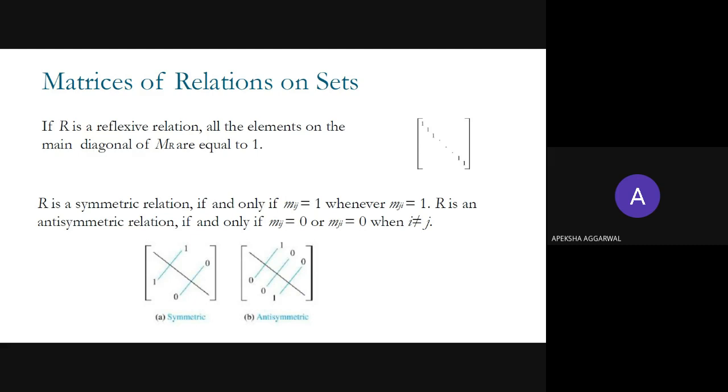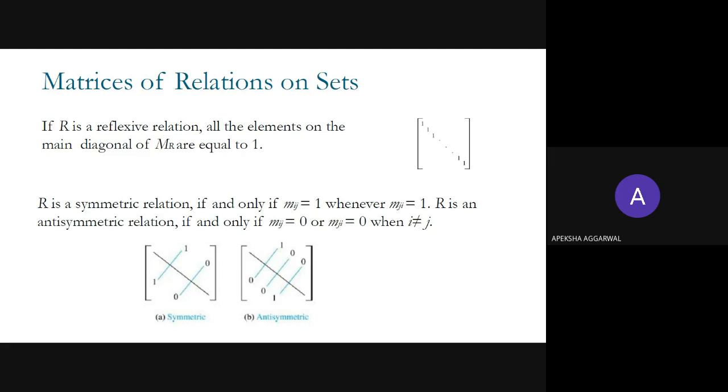Then anti-symmetric. So if 1, 2 is present, 2, 1 should not be present. If 2, 3 is present, 3, 2 should not be present, right? So either of them should be 0. Either this one is 0 or that one is 0. Both should not be 1. Okay, so that is anti-symmetric.